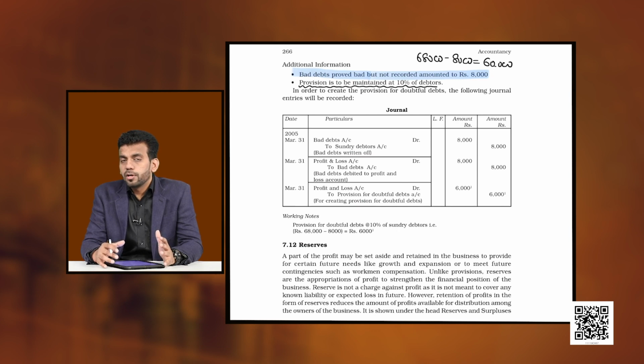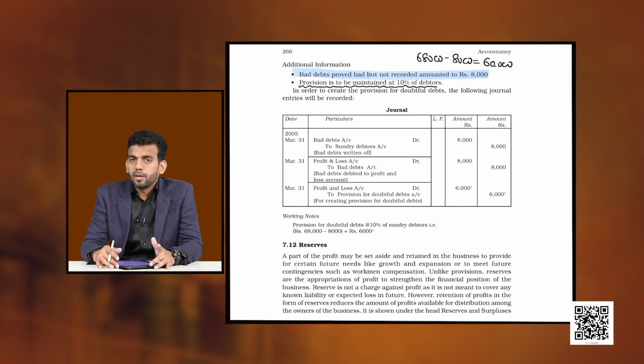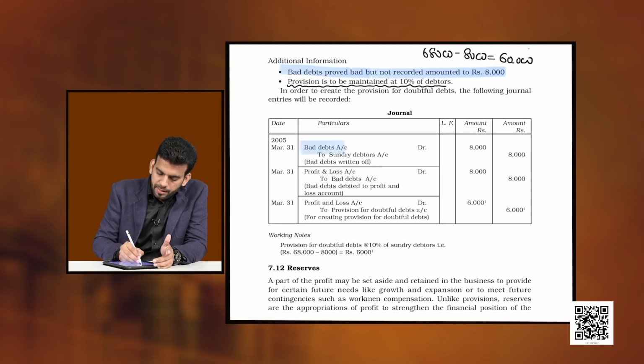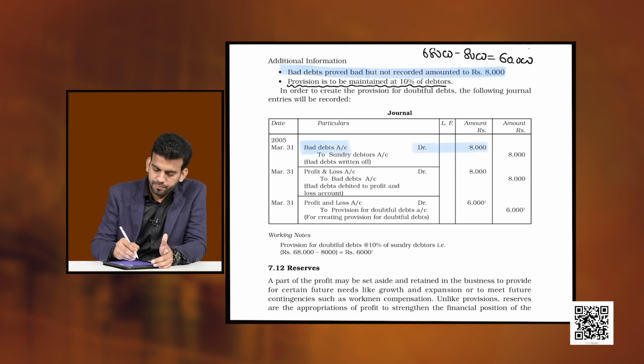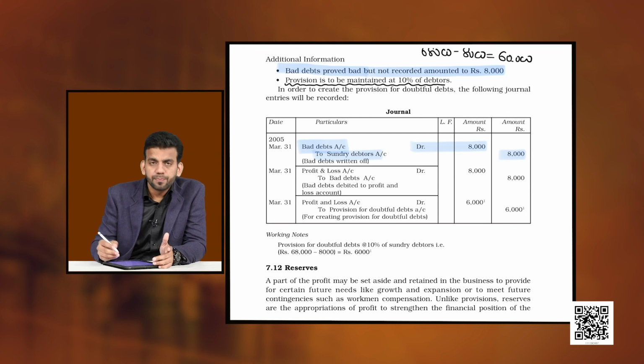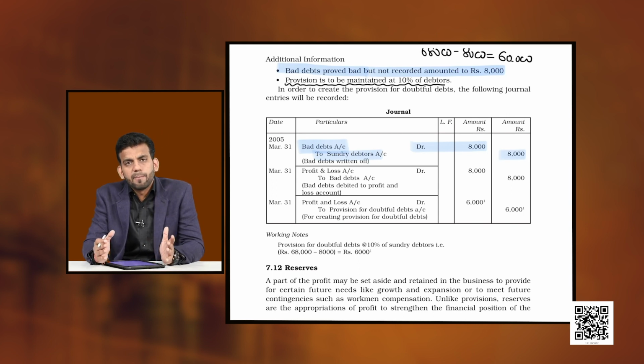Let's draft journal entries for the given information. The first given information was rupees 8,000 debtors are gone, right? So, it is an expense to us and debtors are reduced. Let's see what the journal entry is going to be in the books. Bad debt being an expense is debited and debtors are reduced. Bad debt account is debited and debtors are reduced. So, this is the first journal entry for treating bad debts.